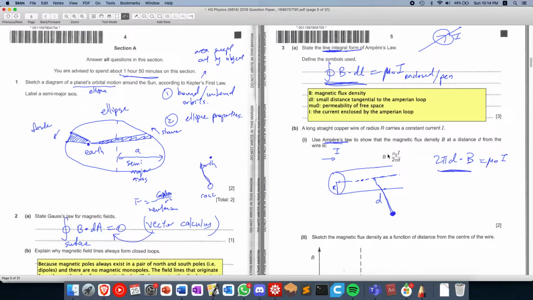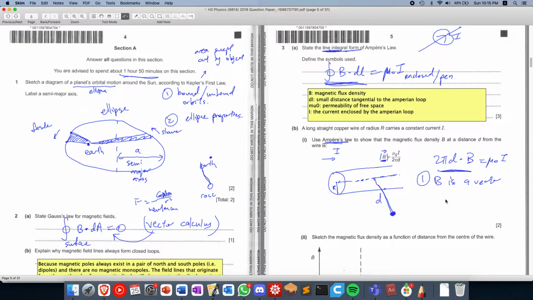Actually, this B, you might be wondering, first question, is B is a vector. How come over here we don't see any vector notation at all? Well, that is because this is actually the magnitude of B.